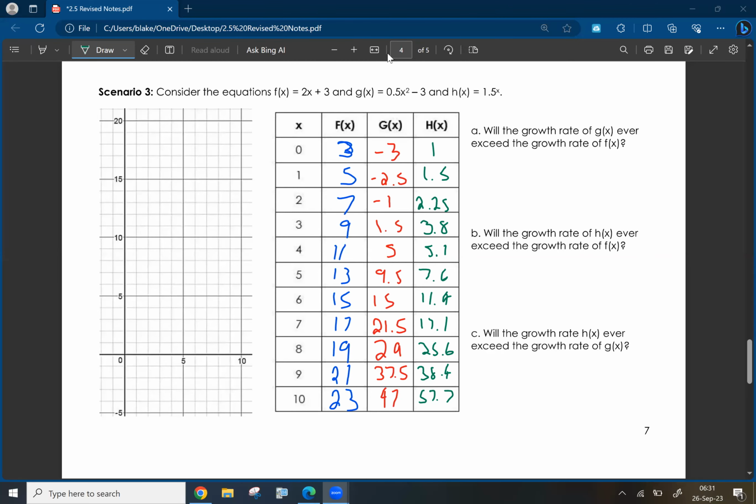All right, so I decided I didn't want to do the graph. The graph's going to just take a lot of time. So we can really see everything we need to see from the table though anyway. Will the growth rate of g of x ever exceed the growth rate of f of x? So g of x compared to f of x.